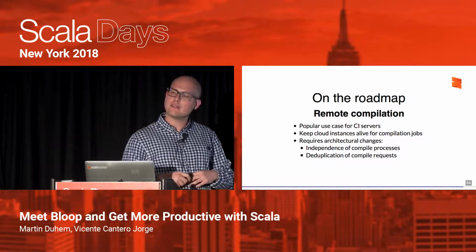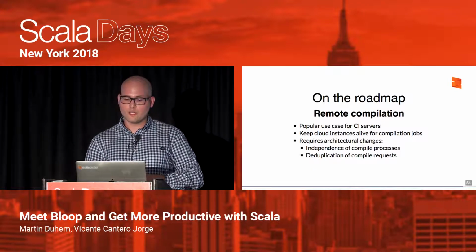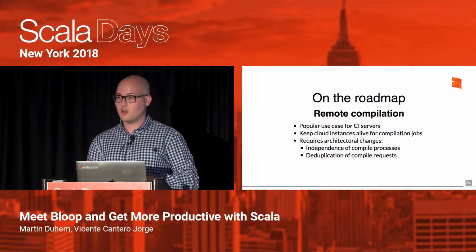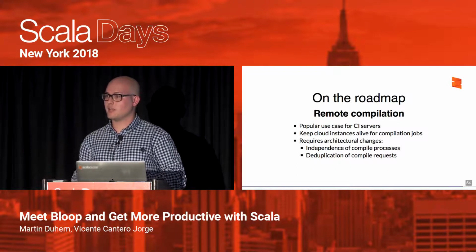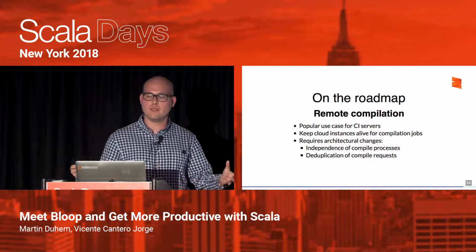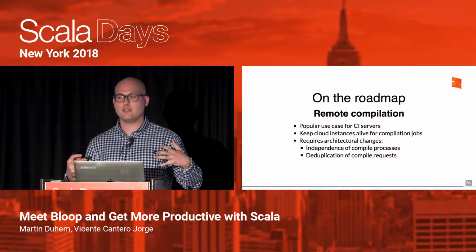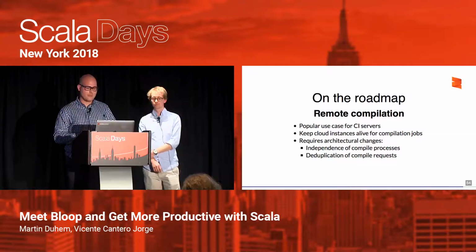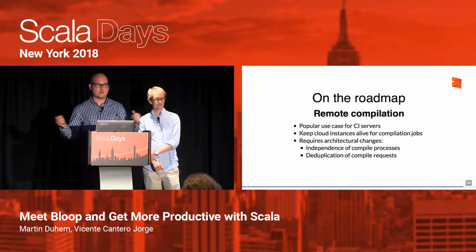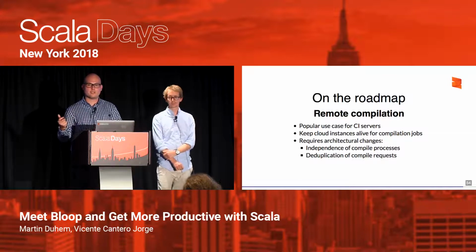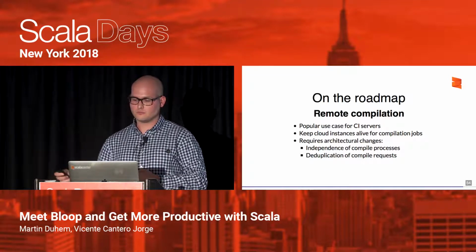And the most problematic thing here is that in order to provide this feature to you, developers, we need to implement these two main changes, which are architectural. The first one is that compilation requests or compilation processes have to be completely independent. That means that they cannot even be sharing files, the same file system paths. And the second thing is that we need to be able to deduplicate compilation requests. So given two compilation requests, I want to know if the second one is the same as the first one. And if it's the same, I just want to be streaming back the results.